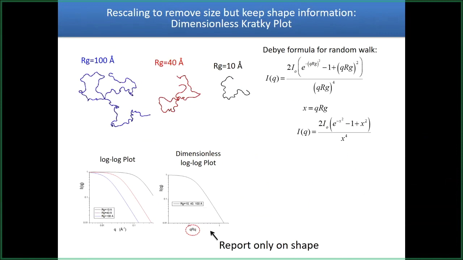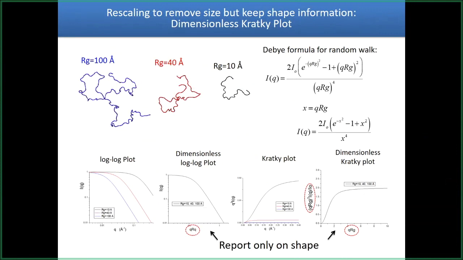All right, what do they look like on a Kratky plot? I'm going to now multiply this plot by q squared and plot q versus q squared I of q, and you can see they're different. But if I do one more step and rescale this axis as well as the y-axis, I can now get them all superimposed. So here are four different ways one can see the data. In this representation, they're different, but if I rescale the size, they show up the same.